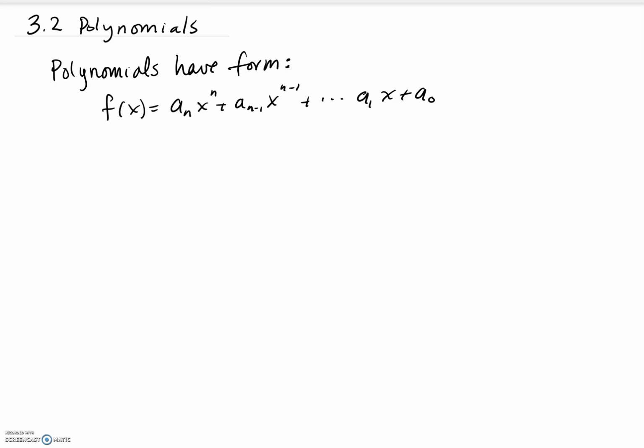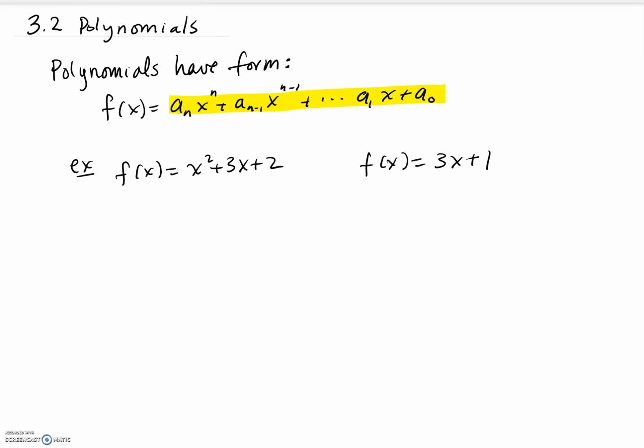So polynomials are these friendly functions that have this form. Now that looks really busy, like a lot of subscripts and superscripts, but we've already looked at polynomials. For example, a quadratic function is a polynomial, or a line, a linear function, is a polynomial.